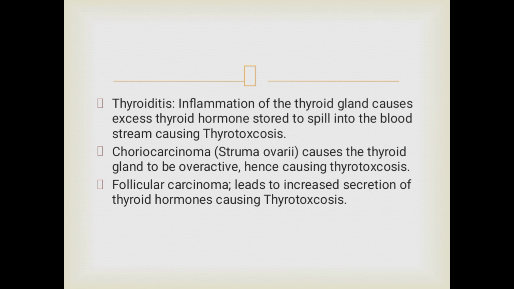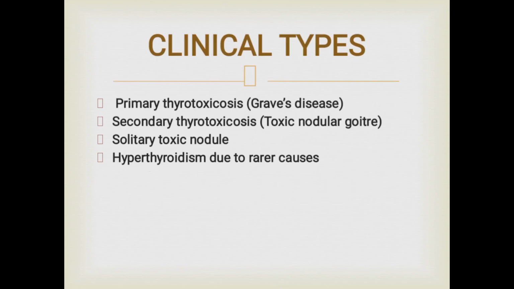So choriocarcinoma, which is known as struma ovarii, also predisposes one to thyrotoxicosis. Then we also have follicular carcinoma, which leads to increased secretion of thyroid hormone, causing thyrotoxicosis. So for follicular carcinoma, if cancers develop in the follicles found in the thyroid gland, someone may have thyrotoxicosis. So now, what is the clinical picture or the clinical types of thyrotoxicosis? We've got the primary thyrotoxicosis, which is known as Graves' disease. Like I mentioned, this one is the commonest cause. So that is the first one. Then secondary thyrotoxicosis is the one we are calling toxic nodular goiter, in which there is increased production of T3 and T4. We also have solitary toxic nodules, and lastly, hypothyroidism due to rare causes.